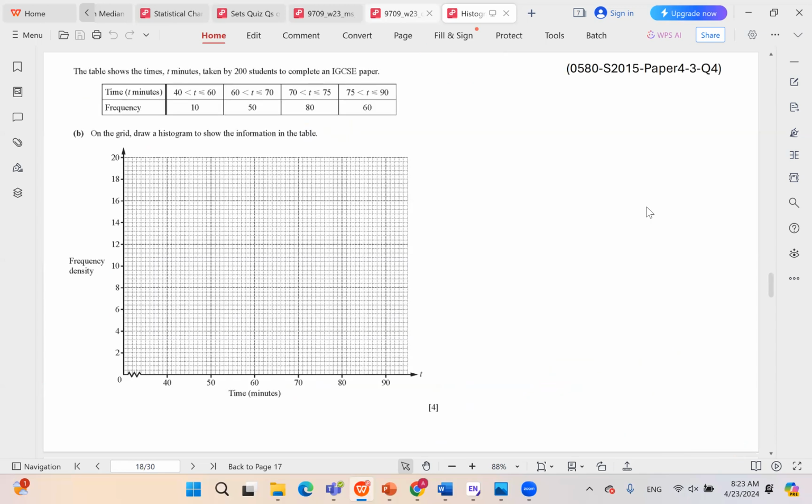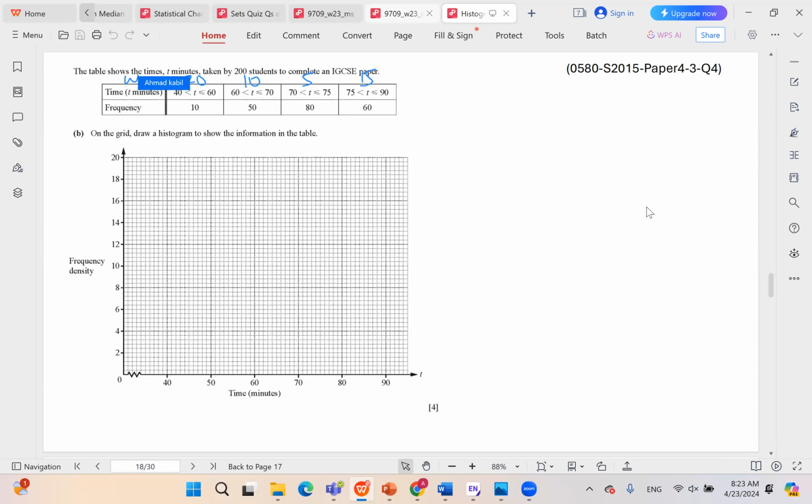Let's move on. The table shows the times T minutes taken by 200 students to complete an IGCSE paper. On the grid, draw a histogram to show the information in the table. This is the very basic graphing problem in histograms. All you have to do is, again, estimate the width, estimate the height, and you can go ahead and start graphing. So the width here is going to be 20, 10, 5, and 15. This is our width.